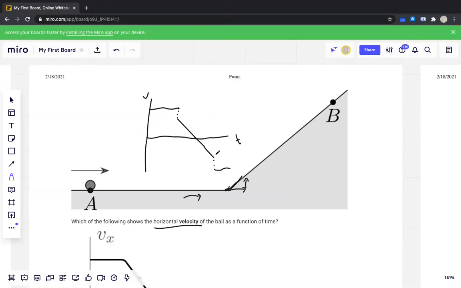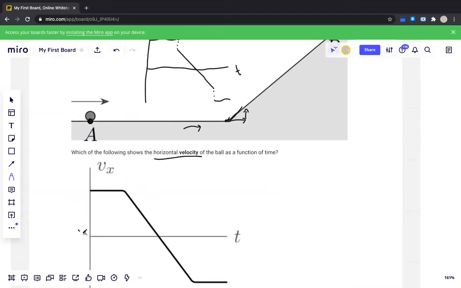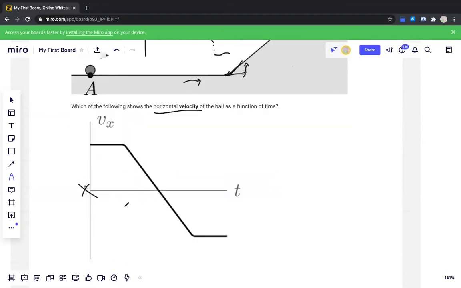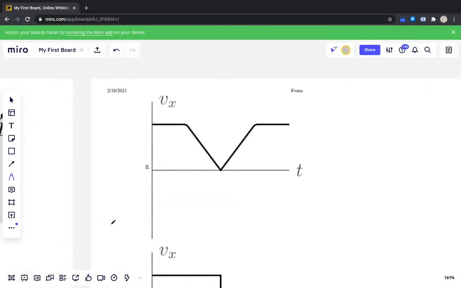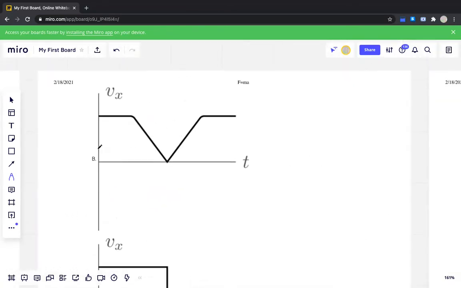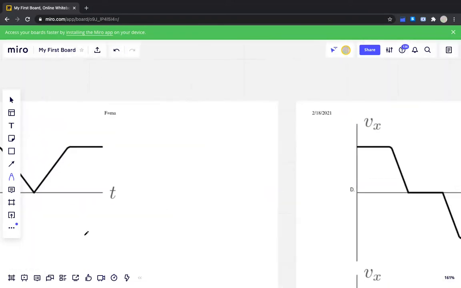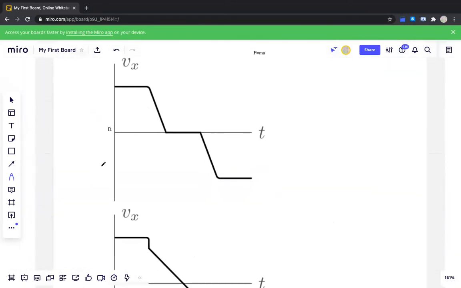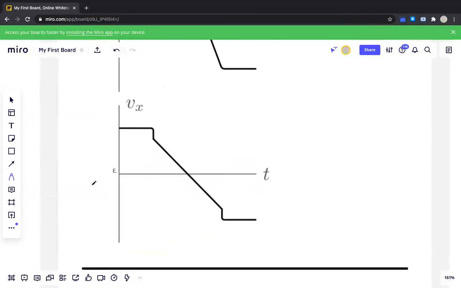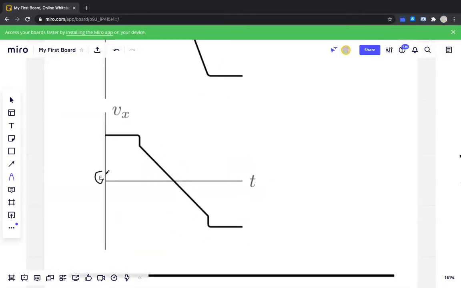So our graph will look something like this. Graph A is wrong because there's no drop. Graph B is also wrong because it has to be negative. C is wrong because it doesn't instantaneously become 0. D is also wrong because it doesn't stay 0 for a long portion of time. And this means that graph E is the correct one.